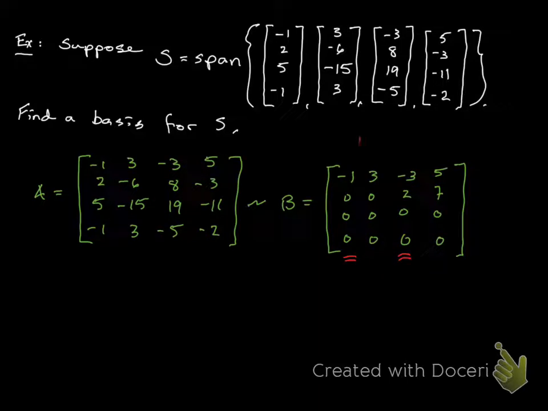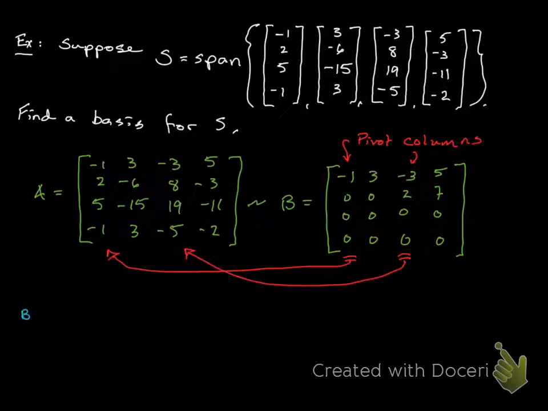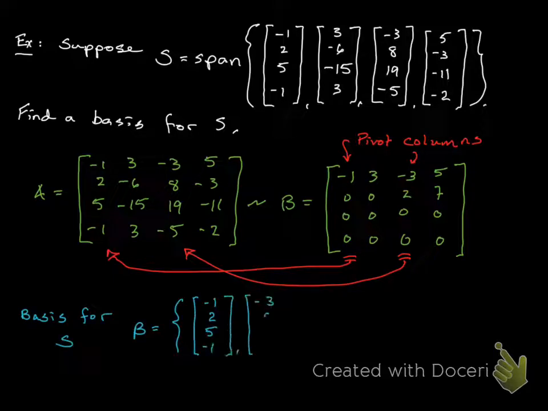The pivot columns here of B, and the corresponding pivot columns in A. So the first and third columns of A will be my basis vectors. These pivot columns are the first and third columns, and those are the same pivot columns that I will look at in A. So really, the basis for my set is the two vectors, the first and third vectors of A, because those two are linearly independent and they will span my set. Everything else is linearly dependent.